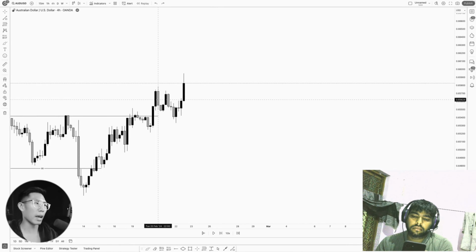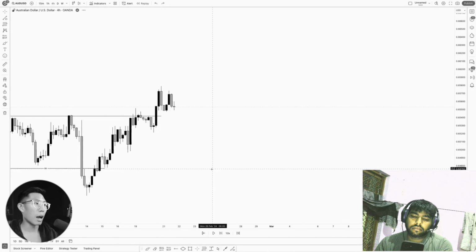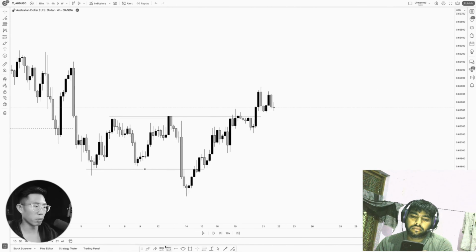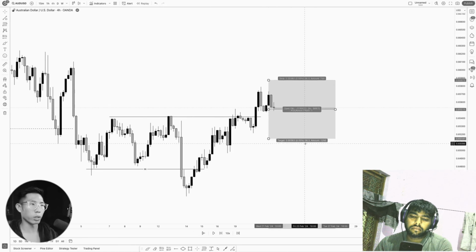Do you guys realize that I didn't enter for a sell position right here? Let me just bar replay right here. You see, right here, price created a double bottom, and I could have entered for a sell position right here immediately after price created this double bottom.